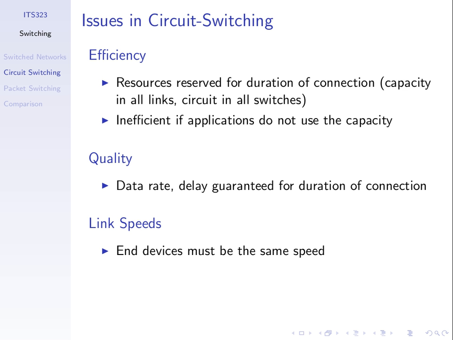A minor thing is normally the end devices need to use the same transmission rate. That is 1 megabit per second and 1 megabit per second. Or a telephone, they need to send and receive the same types of signals. Means you cannot interconnect any different type of device.